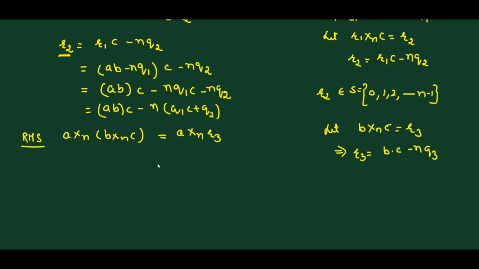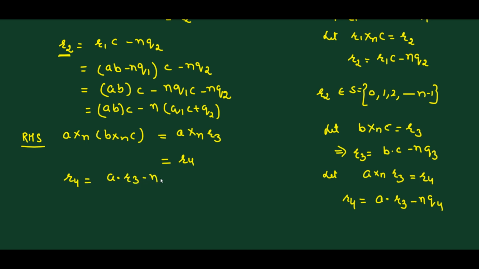Now assume A combined with R3 is R4. So what you can write here, R4 is the remainder when A into R3 is divided by N. Suppose Q4 is the quotient here. So what you get, R4 is A into R3 minus NQ4. So this is R4. Now retrace the steps back.